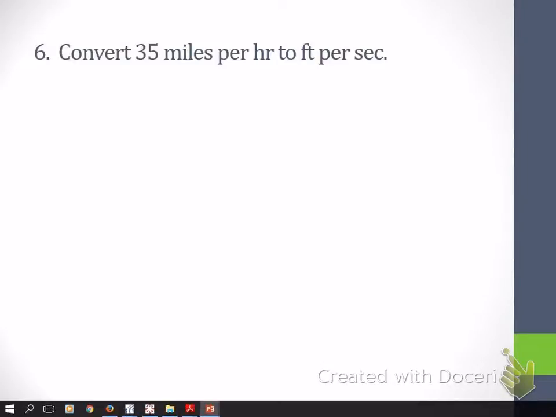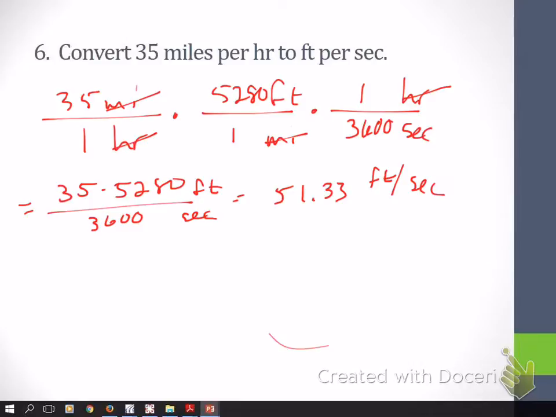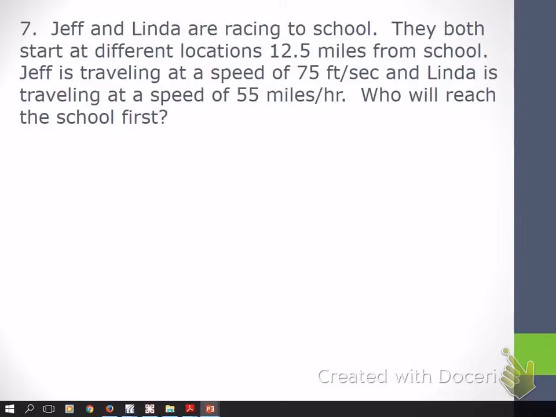Go ahead and stop the video, give it a shot, set everything up, multiply it out, and see what you get, and then check your answers when you're done. Make sure you're doing it okay. Did you get 51.33 feet per second? You can see there how the conversion fractions are set up and which units are going to divide out. And you can see how I multiply straight across and divide the numbers out. Okay? We're still having some issues with this. Make sure you come in and see me and we'll figure it all out. Okay?